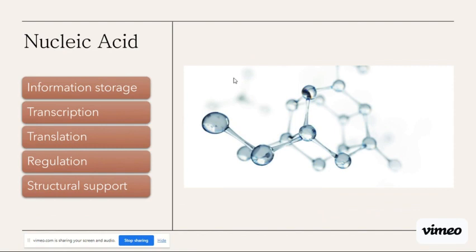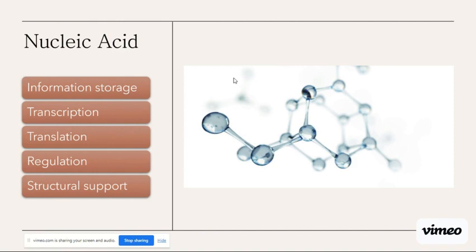Lastly, we have nucleic acids like DNA and RNA, which perform several critical functions in cells. For information storage, DNA stores genetic information in a sequence of nucleotide bases. This provides instructions to make specific proteins and RNAs. For transcription, DNA is transcribed into RNA transcripts, which can then be translated into proteins.